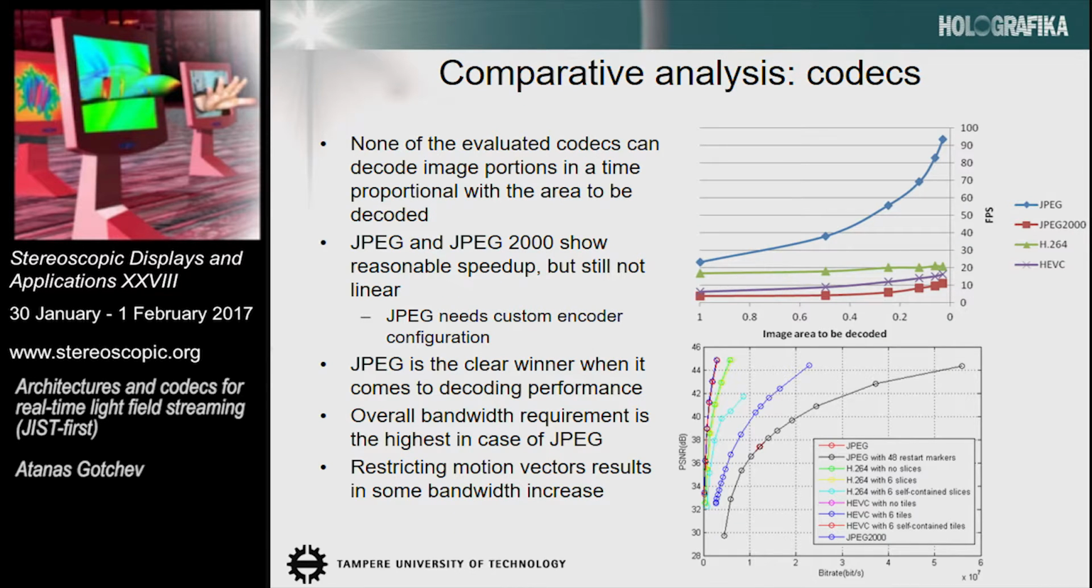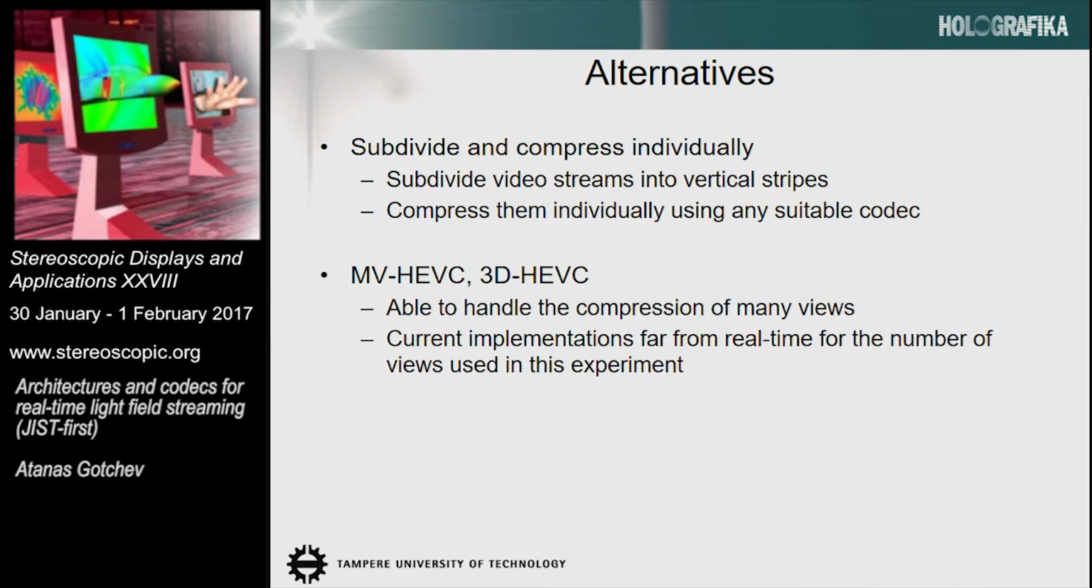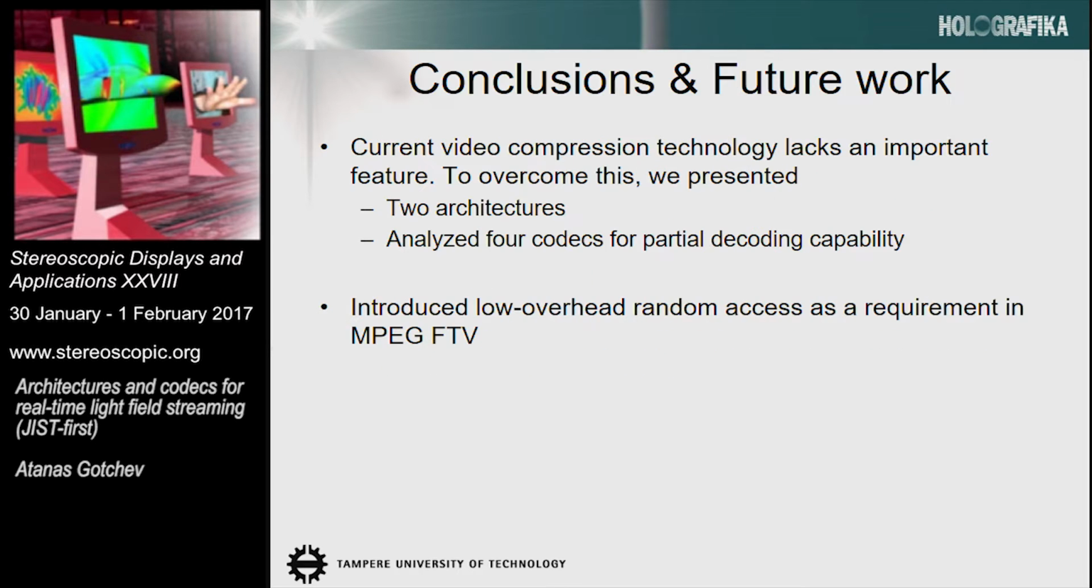So we have some comparative analysis between codecs, where we can favor JPEG for real-time performance. However, it requires the highest bandwidth. We can look at some alternatives, like dealing directly with the vertical stripes as individual images, or trying to use the multi-view HEVC or 3D HEVC extensions of the standards, which are better compressors but very far from real time for the number of views we are dealing with.